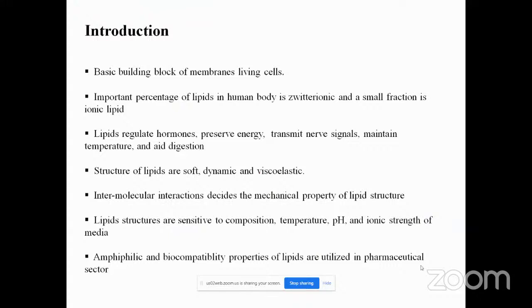Before going into my actual system, let me introduce the lipid molecule and its functions. Lipids are the very basic building block of living cells, and they play an important role in giving signals, preserving energy, and maintaining temperature within the body. These lipid molecules are dynamic and viscoelastic in nature. Their intermolecular interactions decide their mechanical properties, and they are sensitive to temperature, pH, and ionic strength of the media. As lipid molecules are amphiphilic in nature, meaning they have both hydrophilic and hydrophobic parts, and because of their biocompatibility, they are majorly used in the pharmaceutical sector.